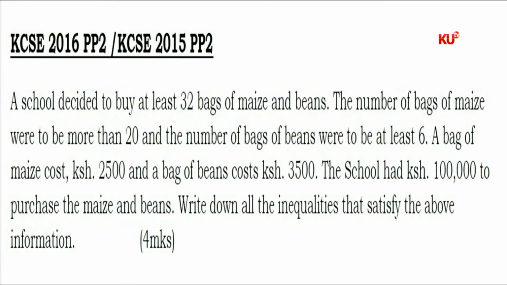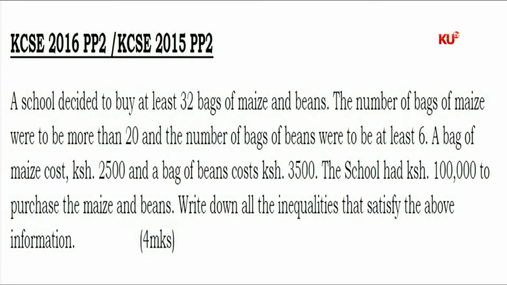The number of bags of maize were to be more than 20, and the bags of beans were to be at least 6.